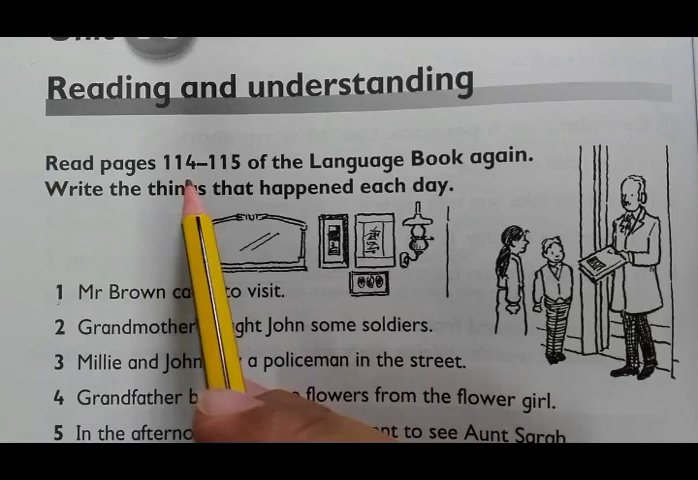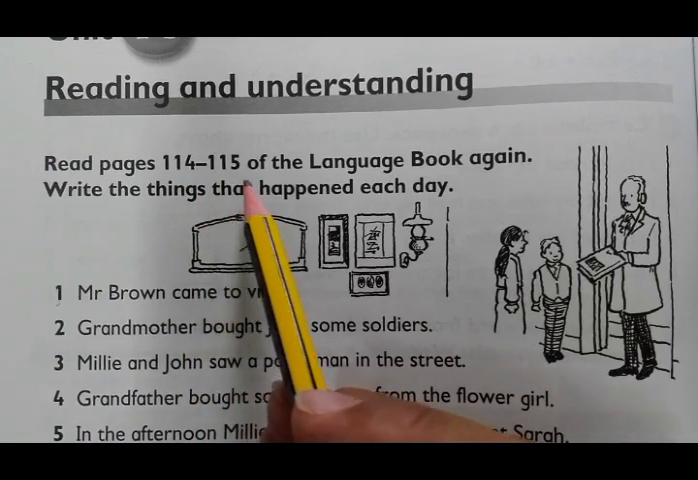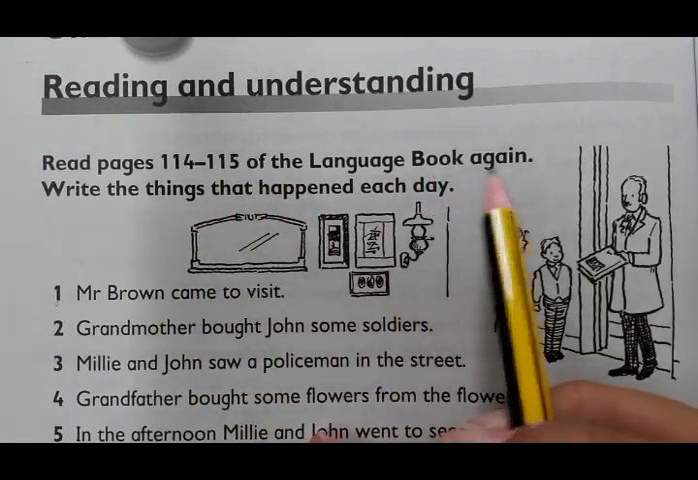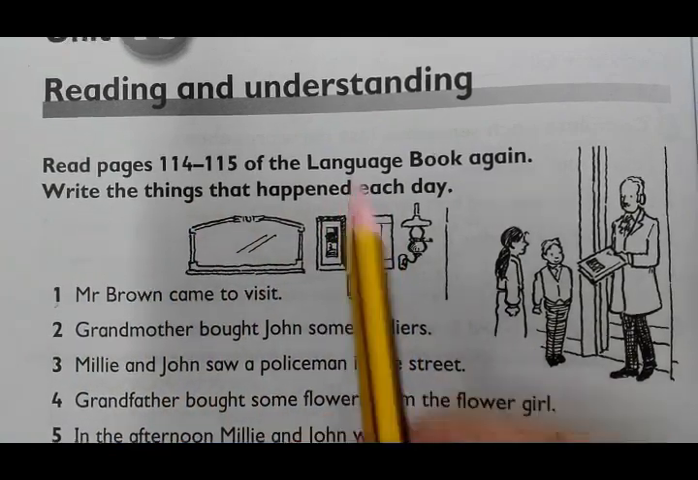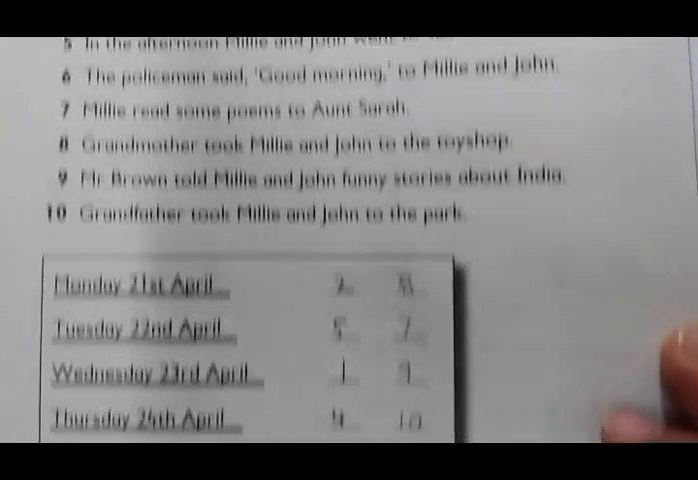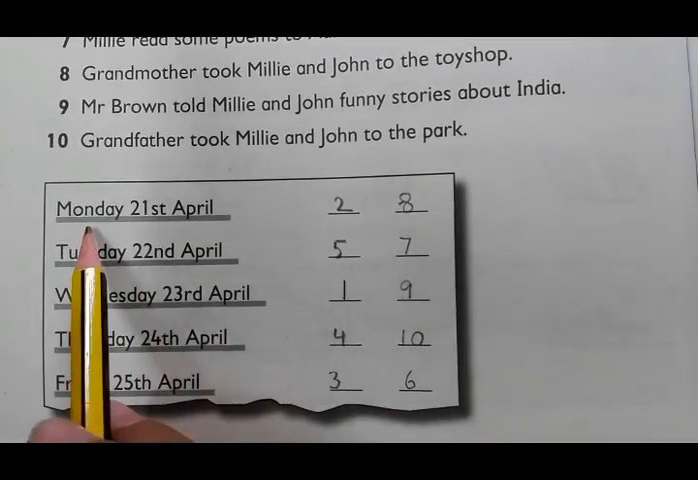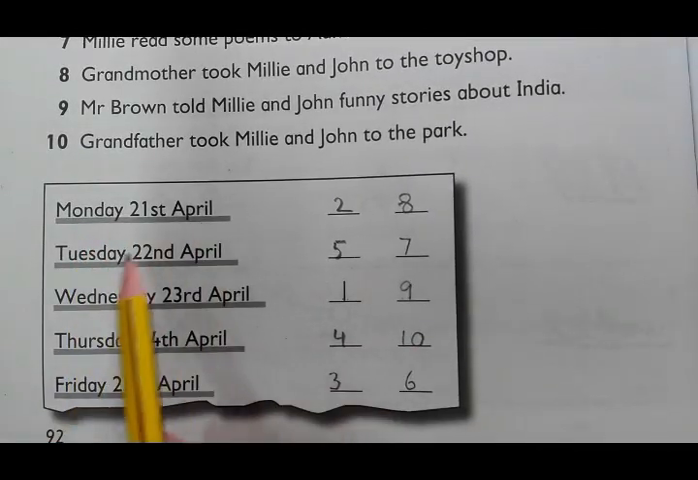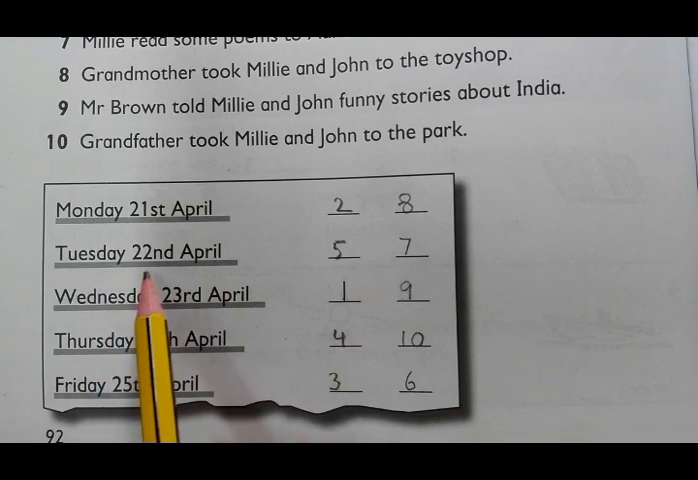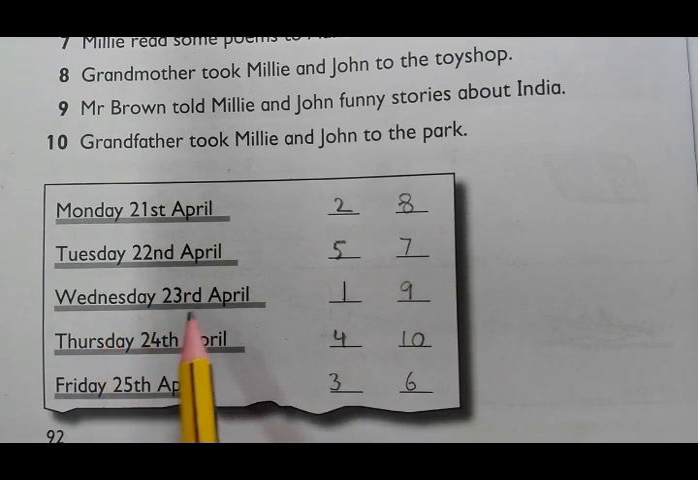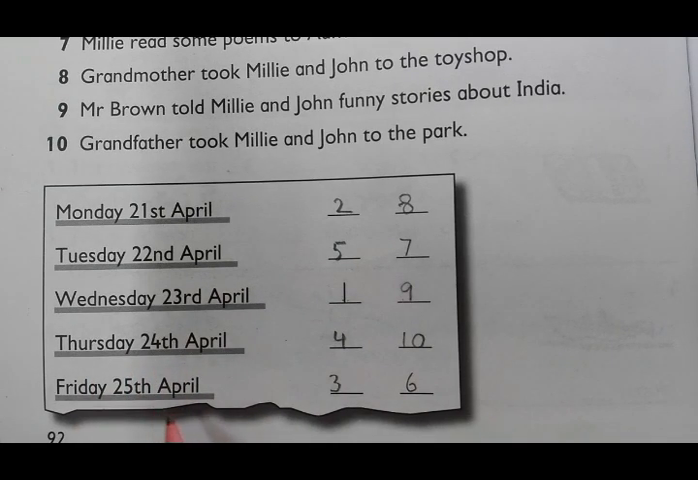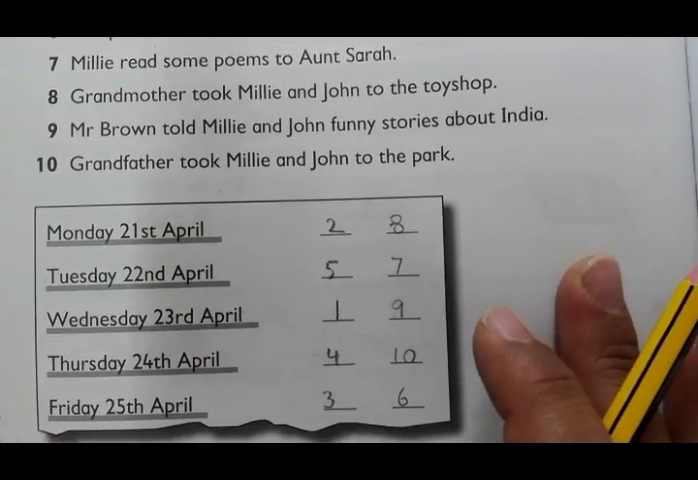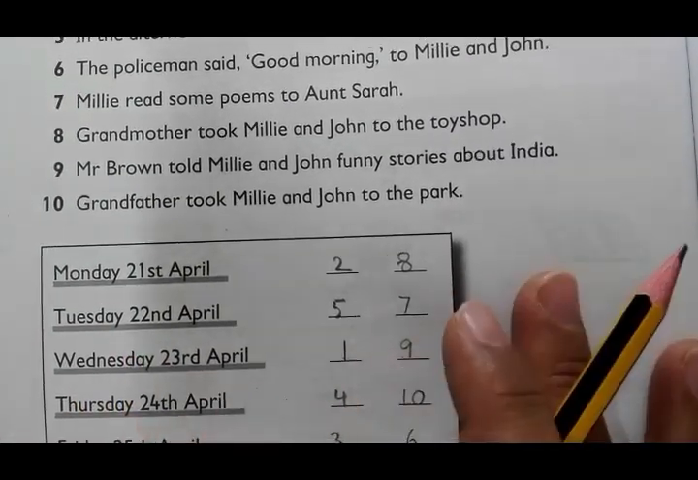Read page 114 and 115 of the language book again. Write the things that happened each day. Here they have given us the dates like Monday 21st April, Tuesday 22nd April, Wednesday 23rd April, Thursday 24th April, and Friday 25th April. They are asking what happened on these dates.